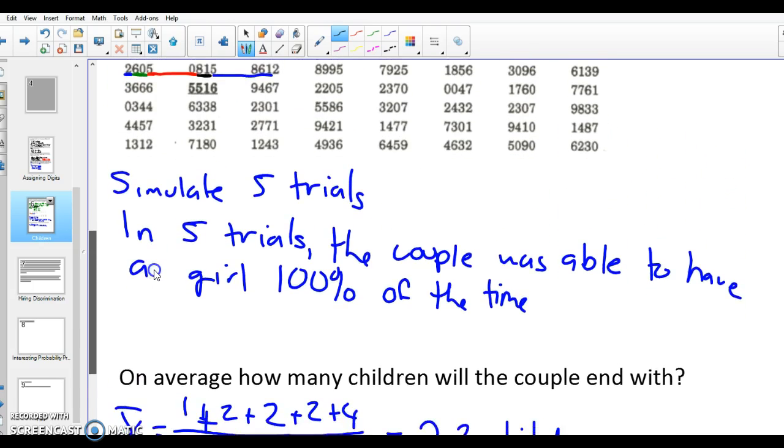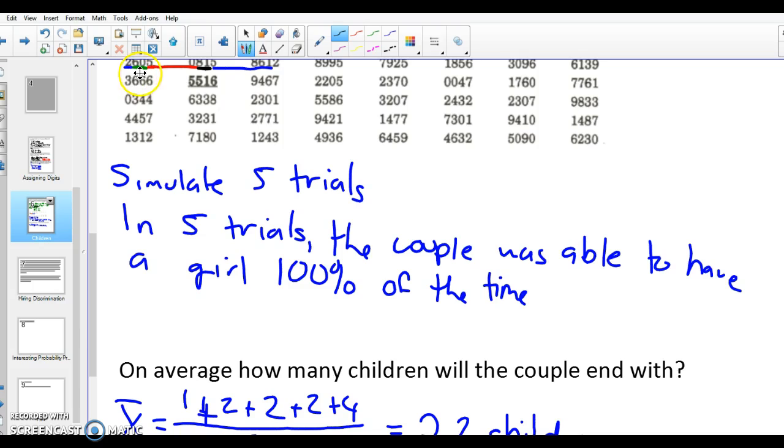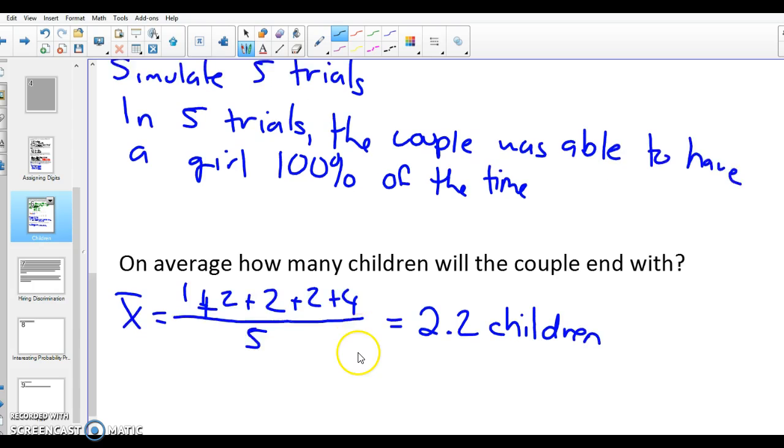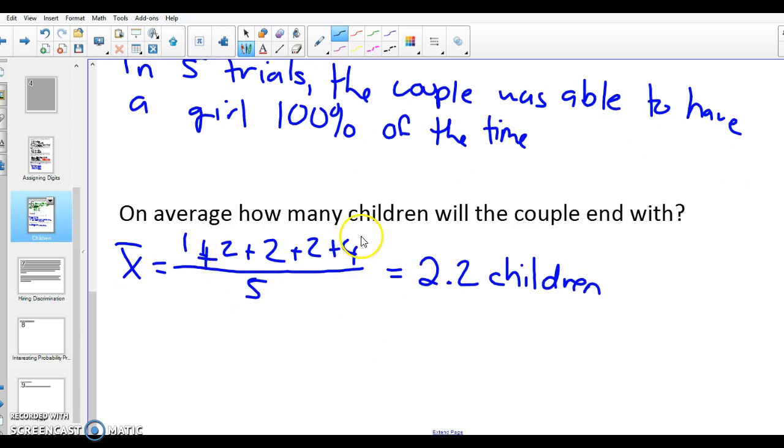So in the first trial, I finished, remember, with just 1 child. The second, third, and fourth trial, I ended up with 2 children, and that last trial, I ended up with 4 children. So add them up and divide by 5 to find the average, and I would be able to conclude that on average, a couple with this particular family plan would end up with 2.2 children.